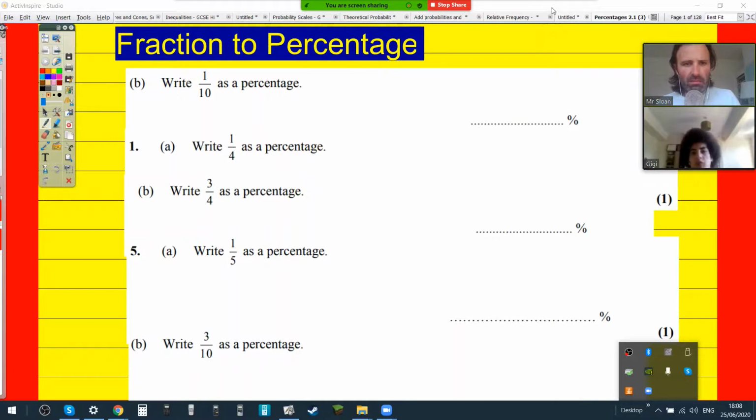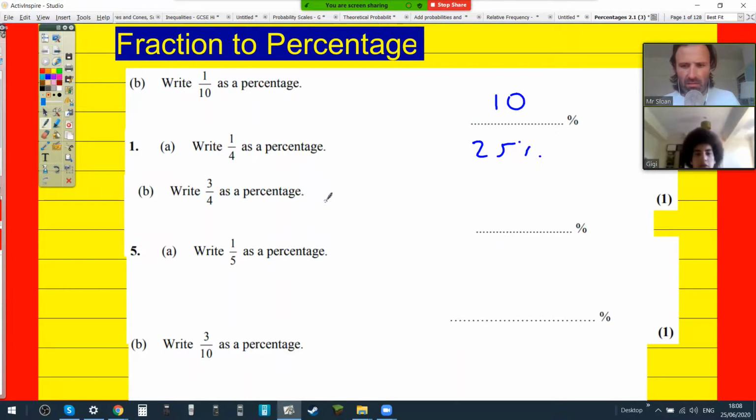A quarter as a percentage is 25%. Yeah. 3/4 is 75%. 1/5 is 20%. That's grand. You'll be fine for those.